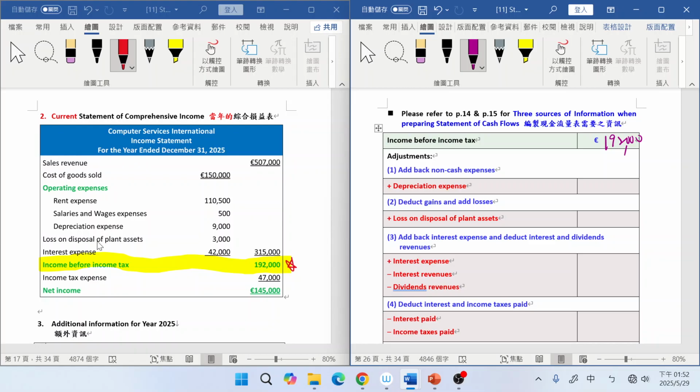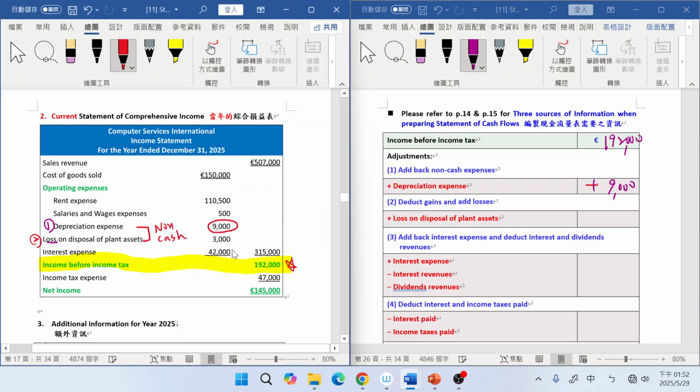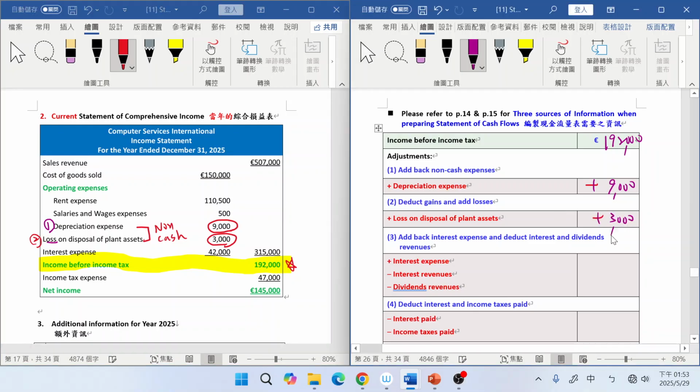Based on this, exclude any non-cash item. So what are these non-cash items? Depreciation expense and the loss, right? These two are our non-cash items. How to exclude them? Minus, then you should plus; plus, you should minus. Depreciation expense was minus before, so right now you should plus. Loss was minus before, so right now we should plus. Okay? So we finished the first step.